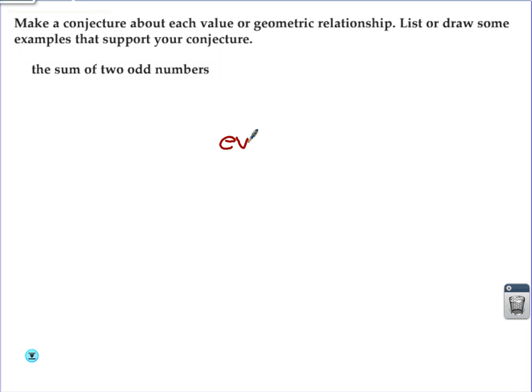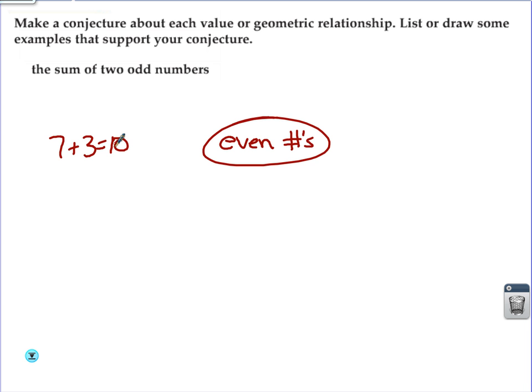Even numbers. Let's see. She says even numbers. When we add 2 odd numbers together, we'll always get an even number. I don't know. We need examples. 7 plus 3. 10. 8 plus 1. Oh, that's not odd.